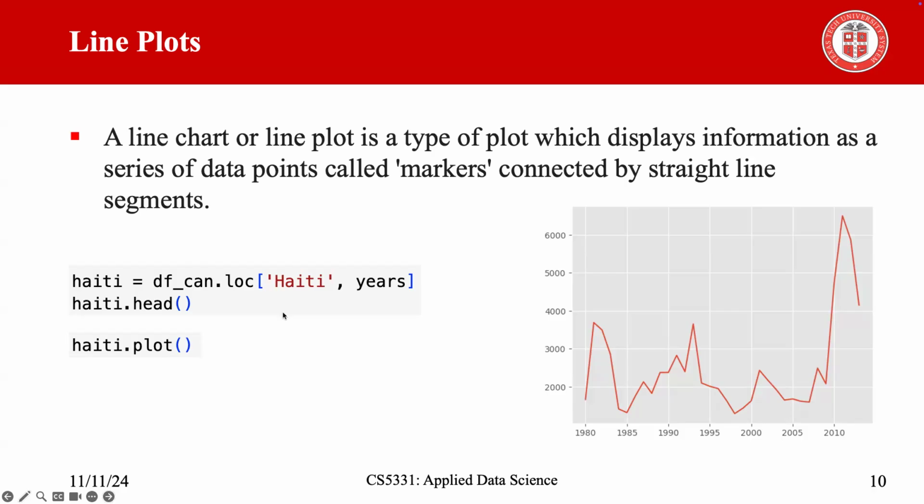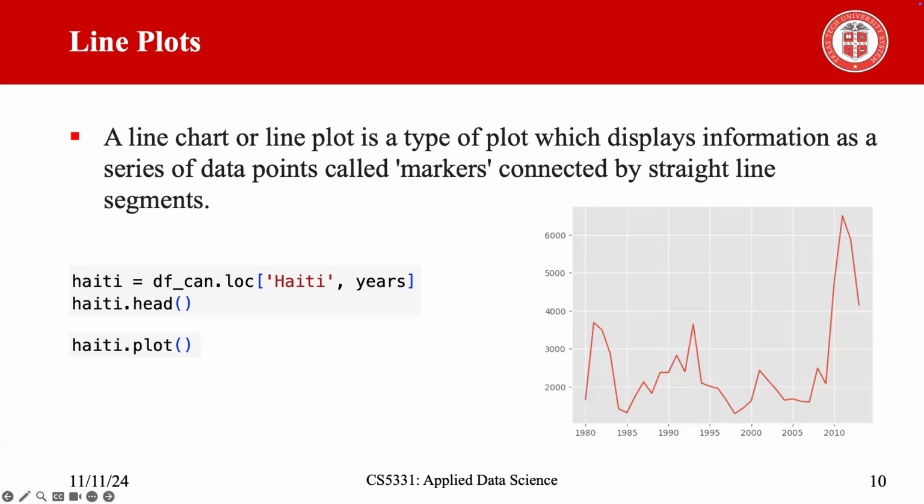We first select just a random country like Haiti, and then we read the data. After we read the data about how many immigrants from this country came to Canada for every year, we can directly call the pandas plot function to draw this figure.